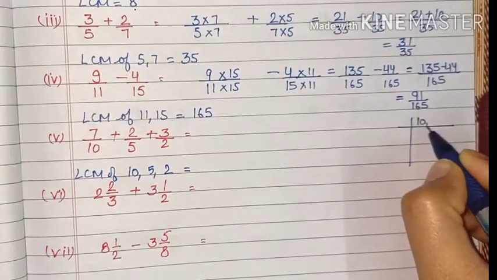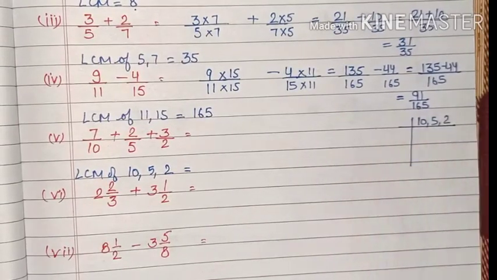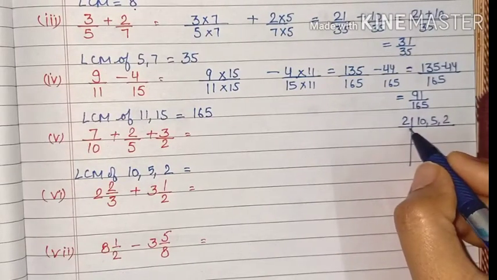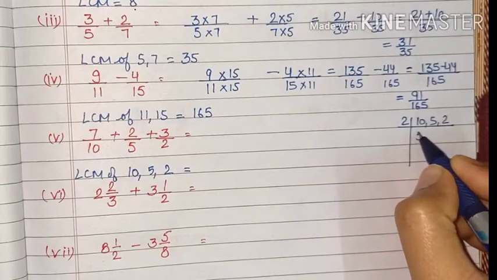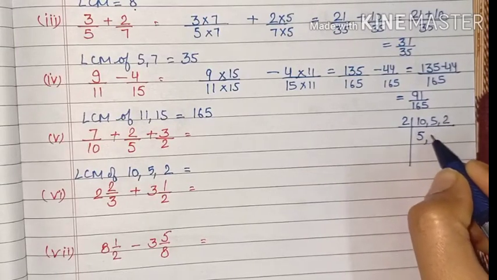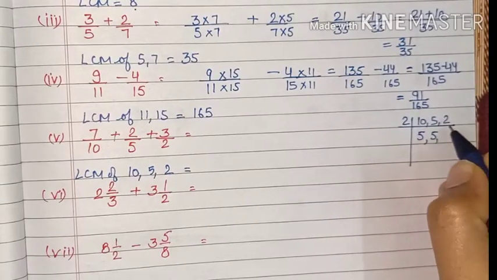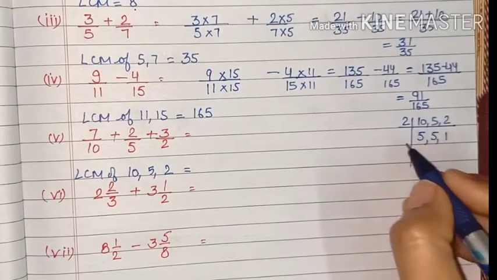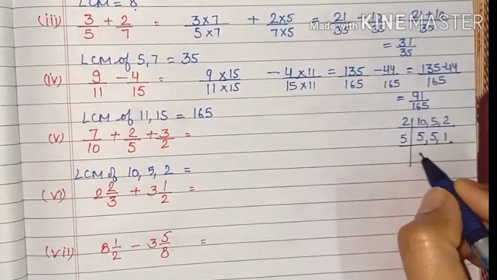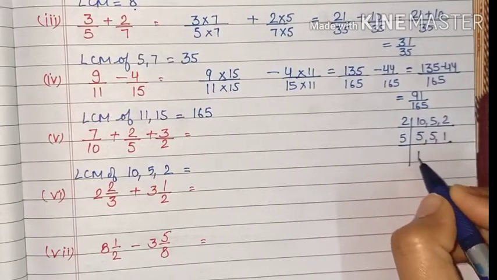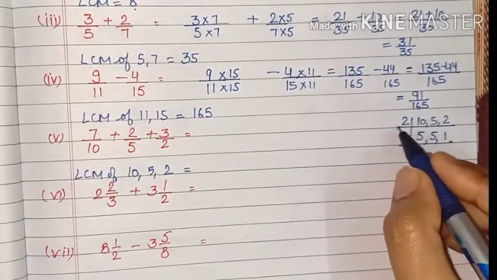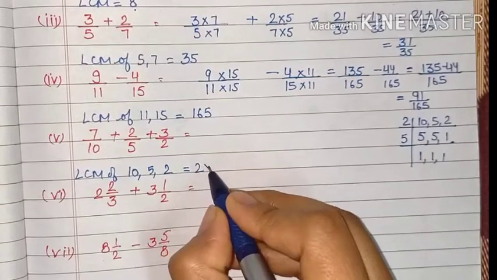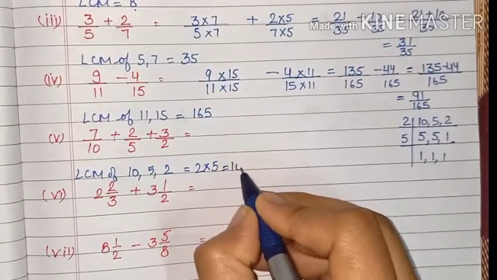We will find here the LCM of 10, 5 and 2. So for that, first of all, we will divide these numbers by 2. So we will get here 2 fives are 10. 5 is not divisible, so we will keep it the same. 2 ones are 2. Now these are divisible by 5, so we will take 5. 5 ones are 5, 5 ones are 5. So the LCM will be the product of 2 and 5, that is 10.